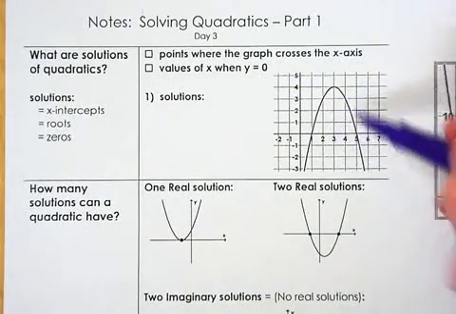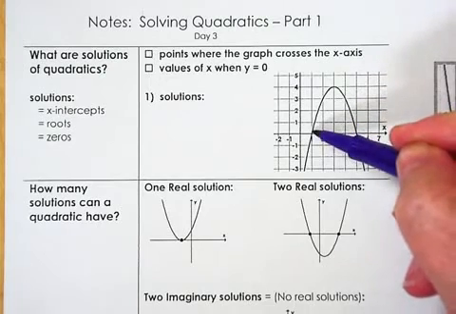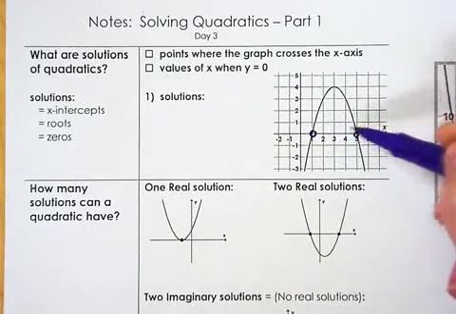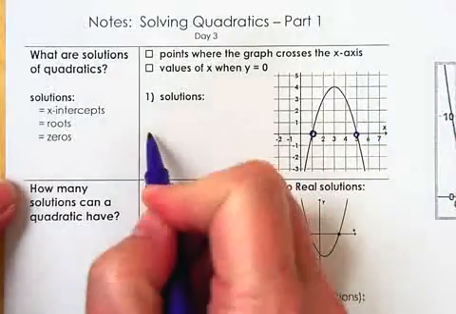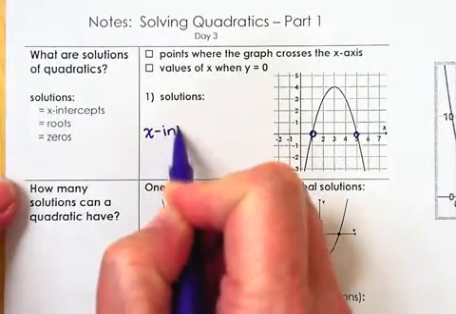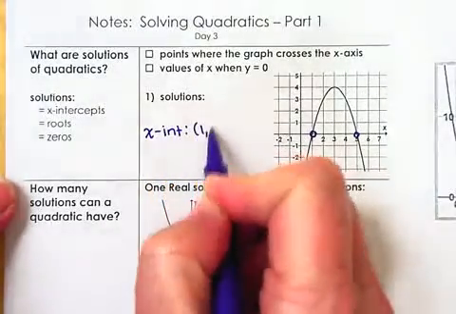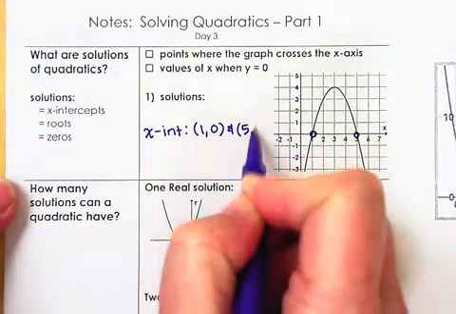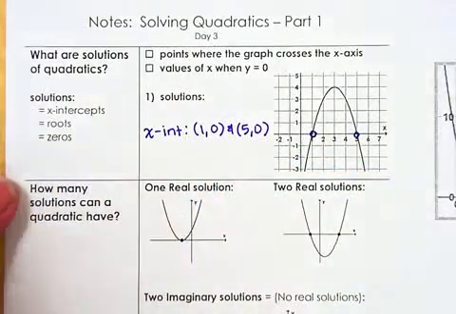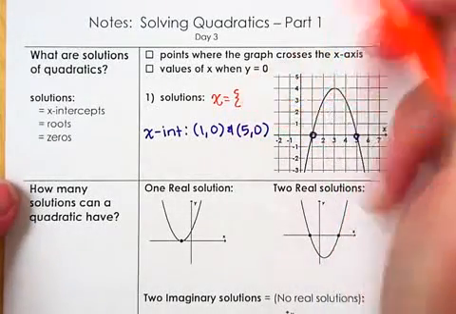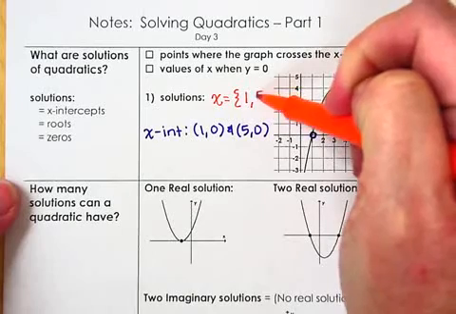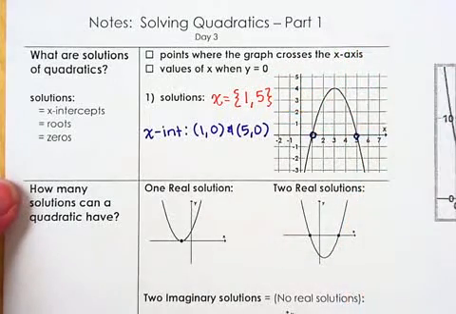Looking at this particular graph, the roots or solutions are going to be at (1, 0) and (5, 0). When we talk about them as x-intercepts, we list them as ordered pairs, (1, 0) and (5, 0). But when we talk about them as solutions, we usually write x equals, and then use a little set notation, 1, comma 5. So we're talking about the solutions, all the x's: x equals 1 and x equals 5.